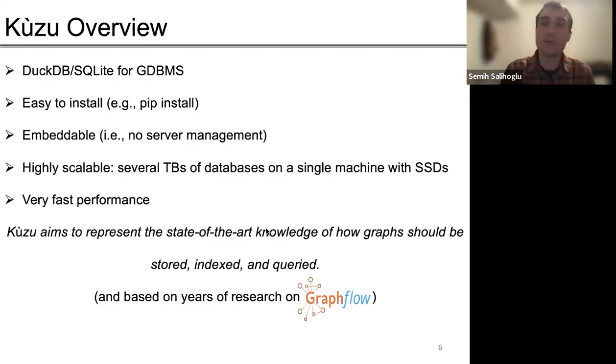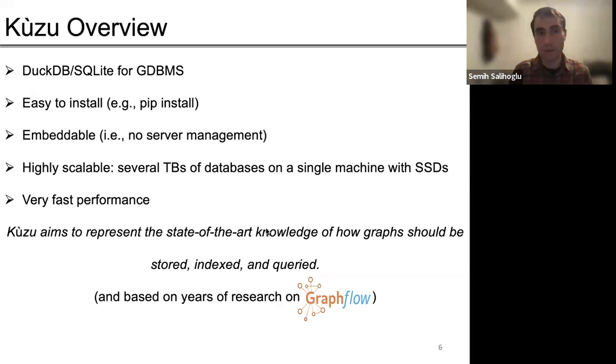A good way to summarize what Kùzu aims to be is to think of it as the DuckDB or SQLite for graph database management systems. What that means is it's meant to be very easy to install. With a single line for our Python API, you could write pip install, and in a couple of lines, you could start creating a database and querying it. That's something DuckDB perfected, and I think it's a very good way to develop analytics applications.